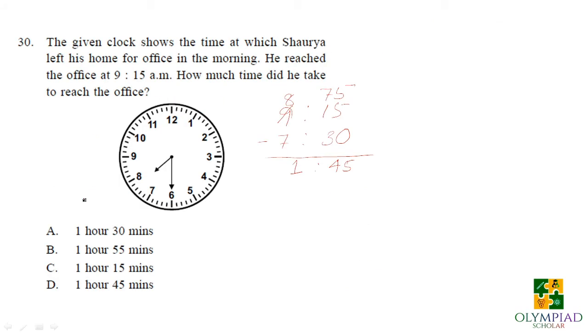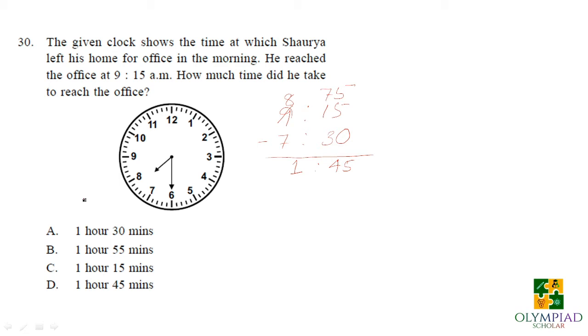Okay, so the given clock shows the time at which Shaurya left his home for office in the morning. He reached the office at 9:15 a.m. How much time did he take to reach the office? So there are two times given: 7:30 when he just left his home, and 9:15 when he reached the office.